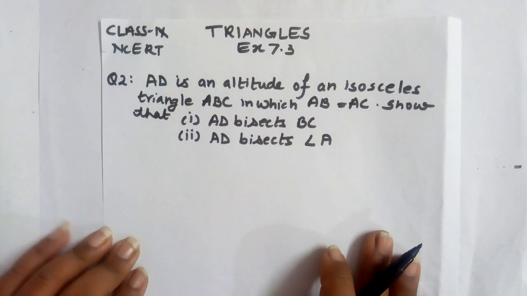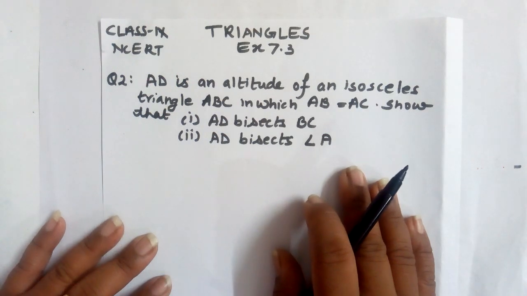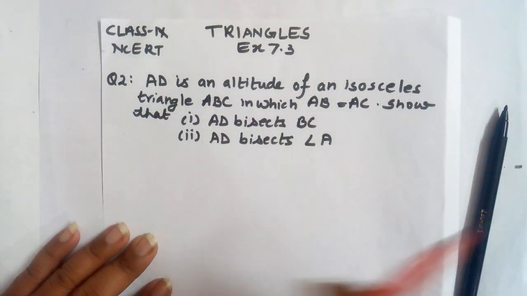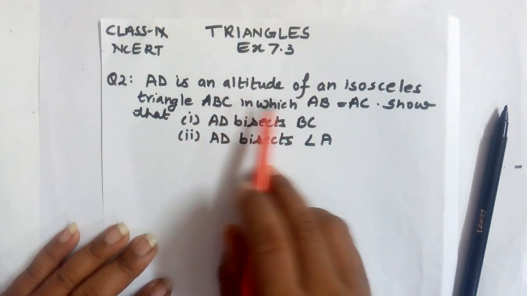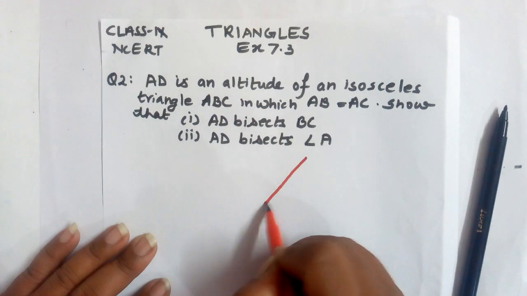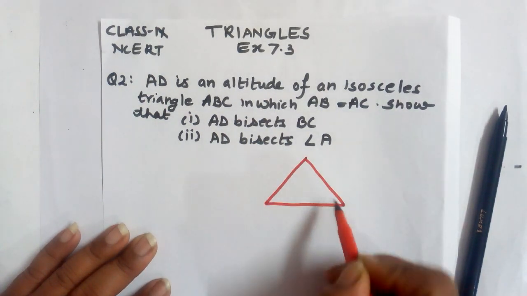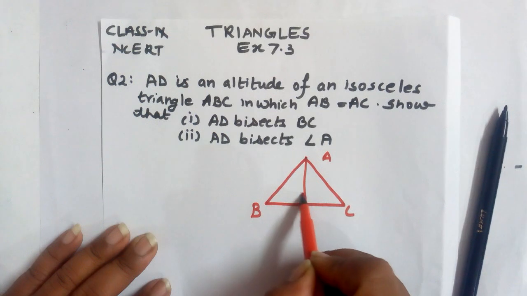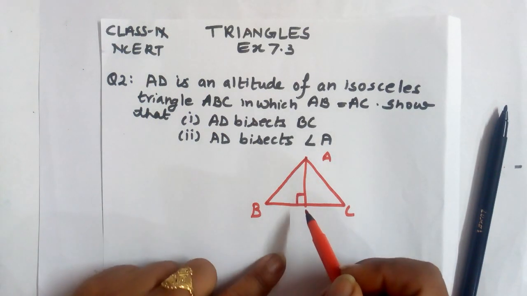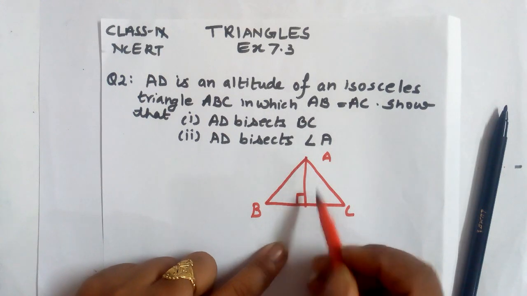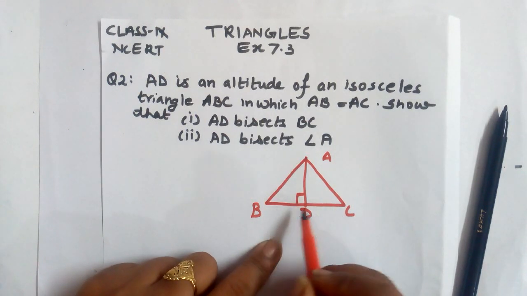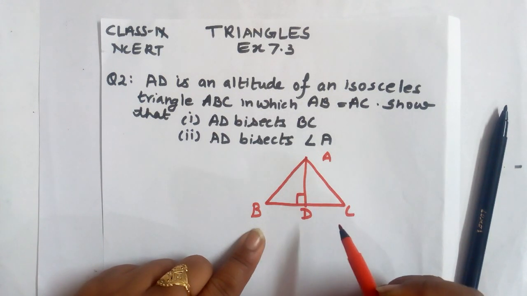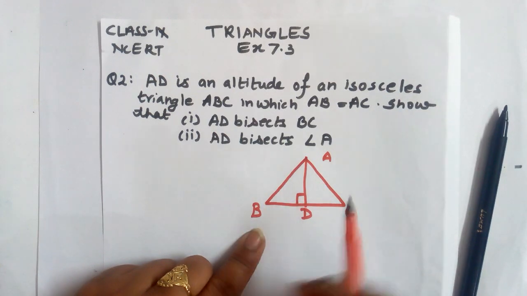As I already told you, when we are dealing with geometry and a proving question, first of all we have to draw the figure according to the question. AD is an altitude of an isosceles triangle. So suppose this is an isosceles triangle ABC, and AD is the altitude. What is an altitude? The line segment that makes an angle of 90 degrees. So AD is the altitude on BC, so we can say that angle BDA is 90 degrees, and the same for angle CDA. Now we have drawn the figure according to the question.